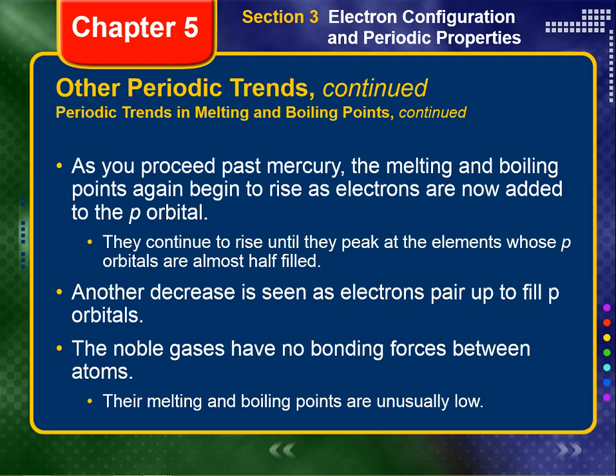as electrons are now added to the p orbital. They continue to rise until they peak at the elements whose p orbitals are almost half filled. Another decrease is seen as electrons pair up to completely fill those p orbitals. The noble gases have no bonding forces between atoms, and so their melting and boiling points are usually very, very low.